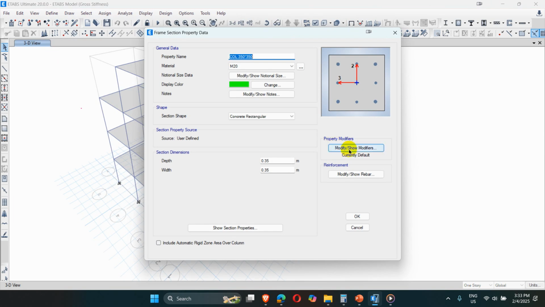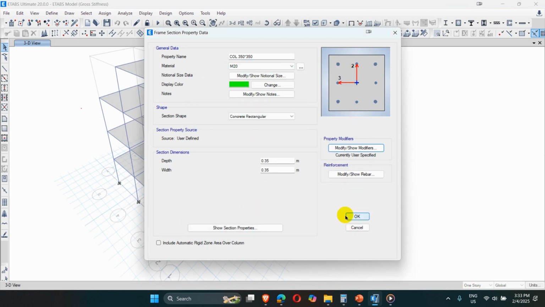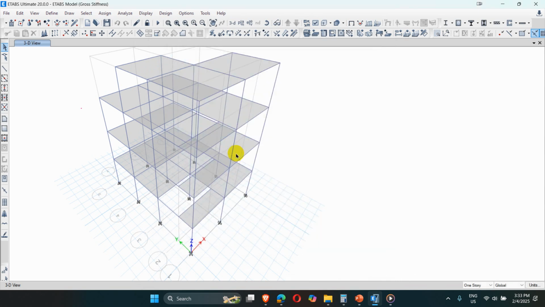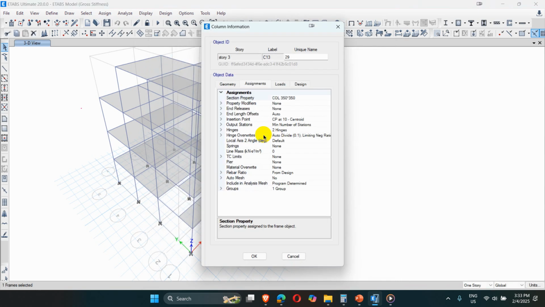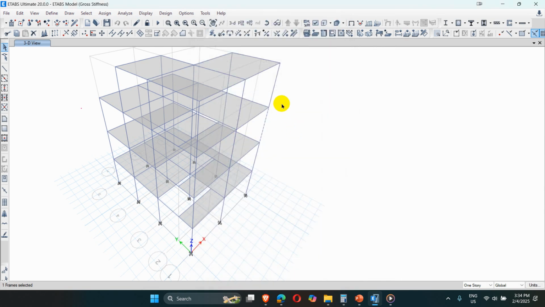Here we can see the property modifier tag, and from here we can change the stiffness modifier. Suppose, for example, we put 0.7 for column as indicated in NBC 105. While selecting or displaying the information, we cannot see any modifier because we are assigning it in the material properties.